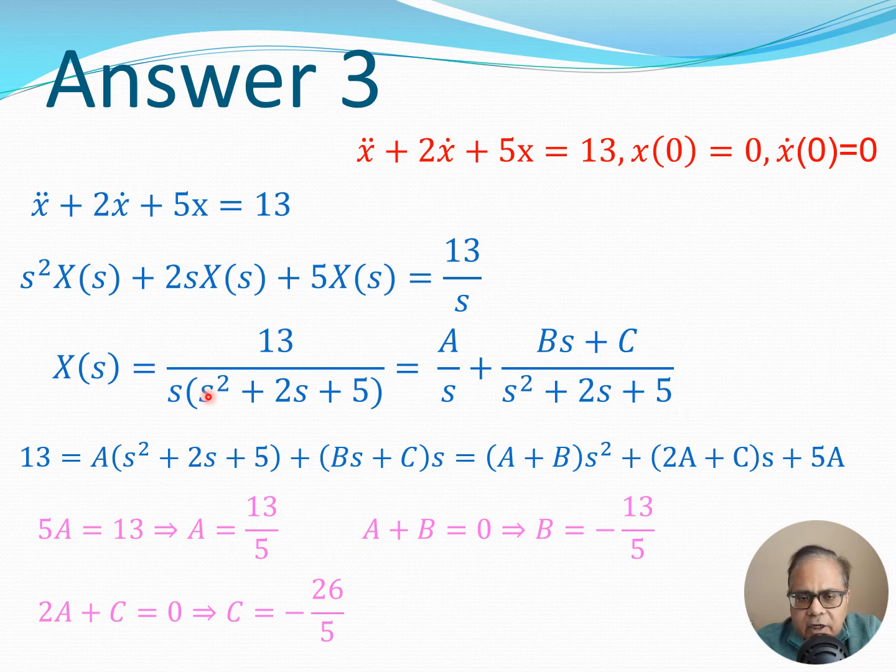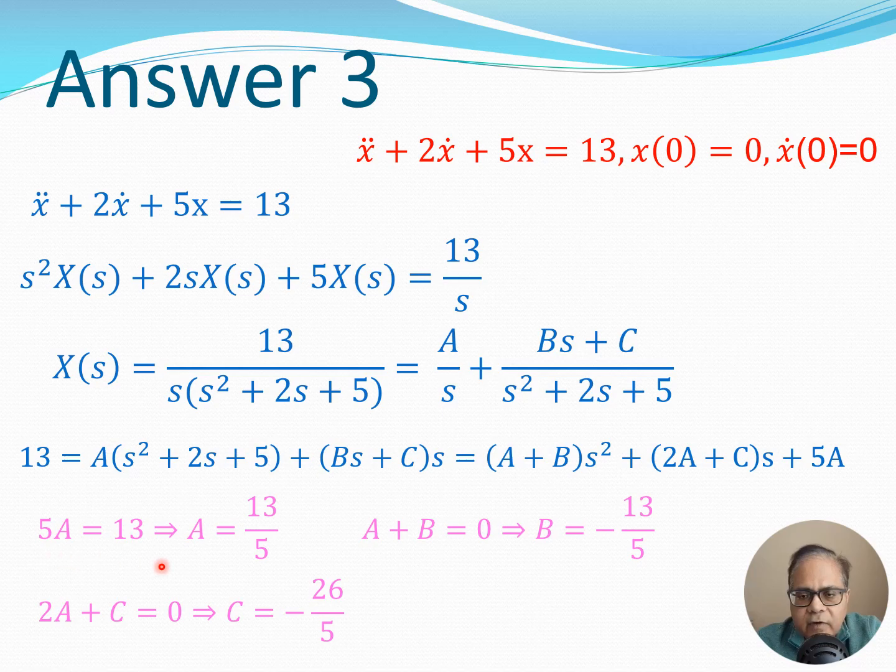And again what I do is I try to match the coefficients of the numerator after expansion. On the left hand side I have 13, on the right hand side I would have A into (s squared plus 2s plus 5) plus (Bs plus C) into s. I expand this out such that I have all the coefficients of s squared. You see coefficients of s squared are A plus B, coefficients of s are 2A plus C, and the constant coefficient is 5A. Then I equate the coefficients of s squared, s, and the constant on both sides of this equation. That's going to give me some equations here.